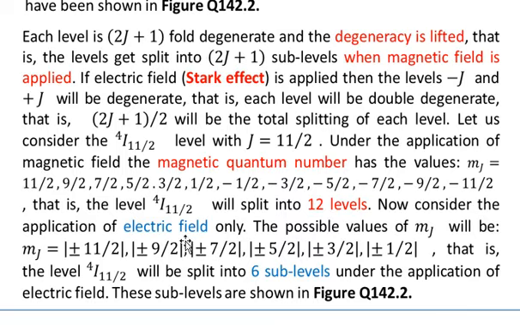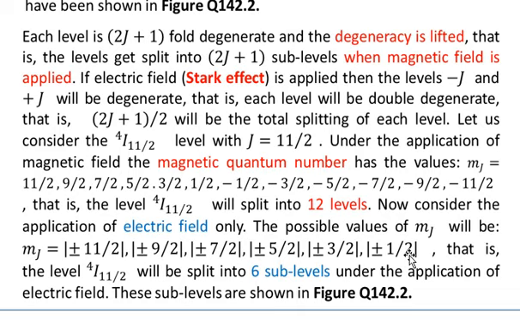Now consider the application of the electric field only. The possible values of mJ, that is the quantum numbers due to the application of the electric field, will be mJ equal to mod of plus minus 11/2, mod of plus minus 9/2, mod of plus minus 7/2, mod of plus minus 5/2, mod of plus minus 3/2, and mod of plus minus 1/2.